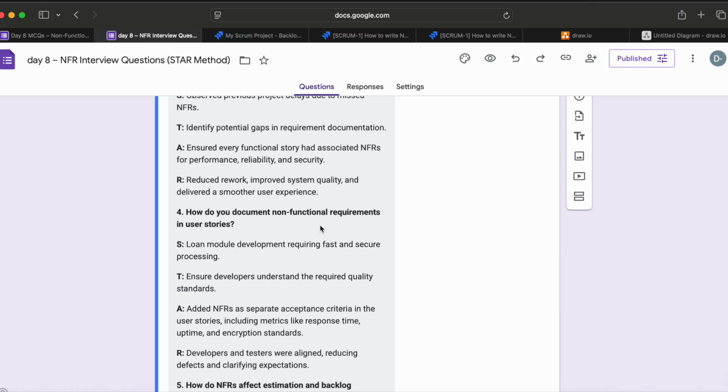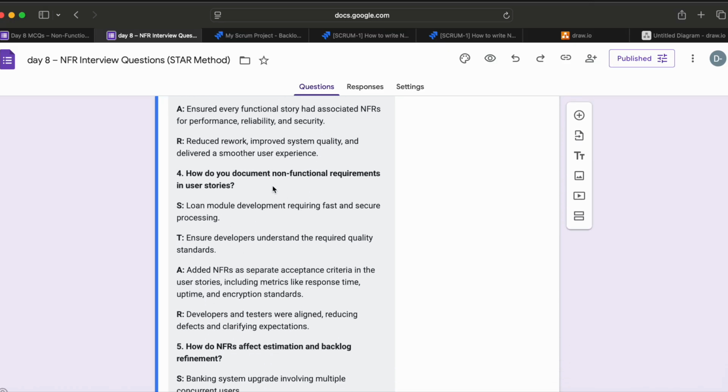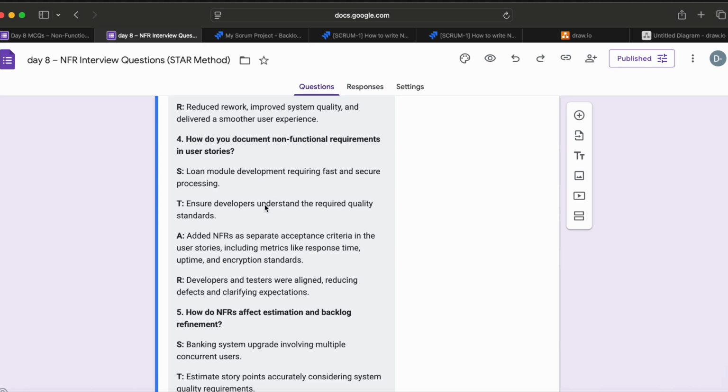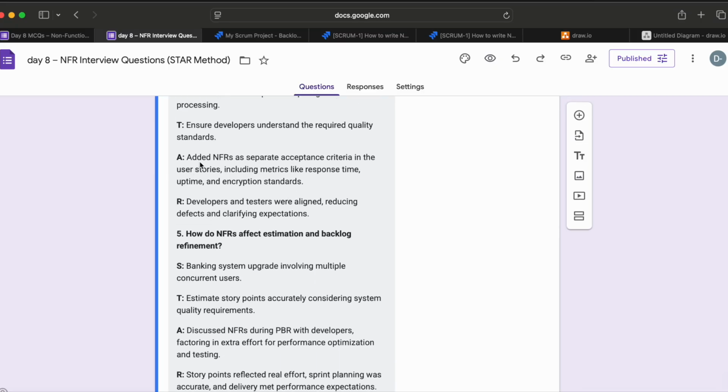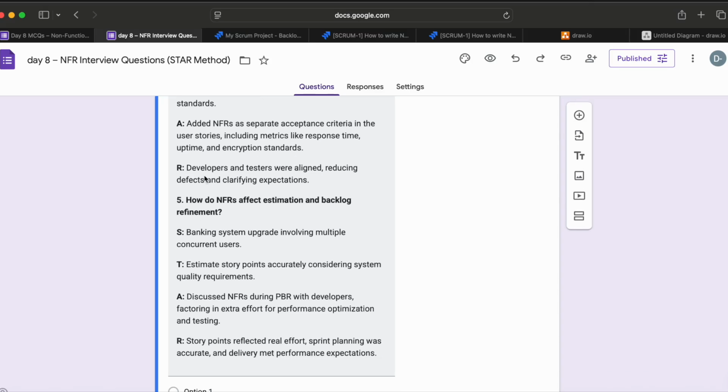So how do you document non-functional requirements in user stories? Example: loan module development requirement, fast and secure processing. Ensure developers understand the required quality standards. Added non-functional requirements as separate acceptance criteria in the user stories, including metrics like response time, uptime, and encryption standards. Okay, so what's the result? The developers and testers were aligned, reducing defects and clarifying expectations.